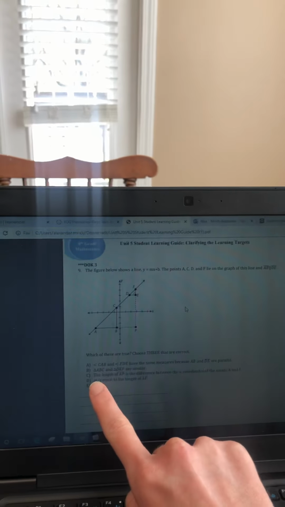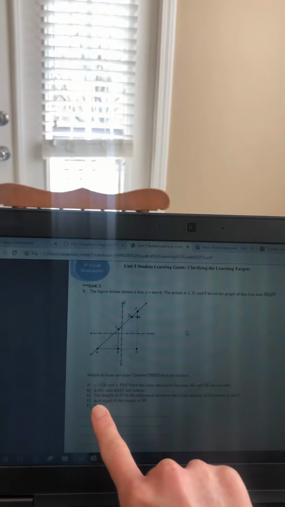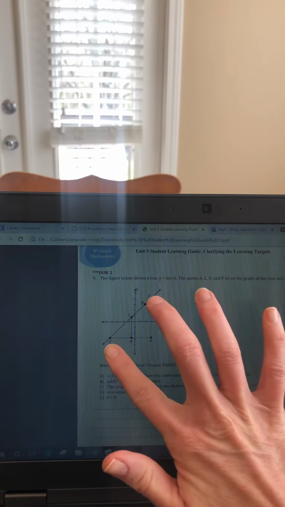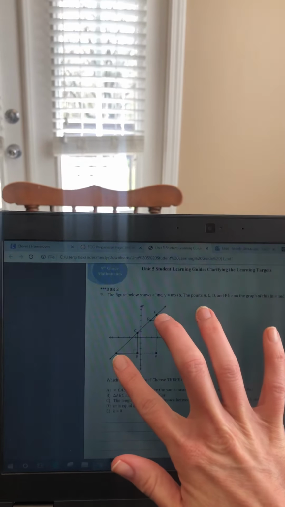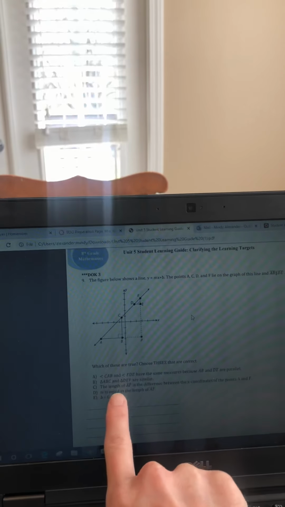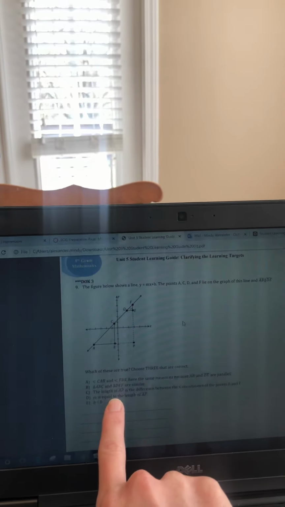And then D says that m is equal to the length of AF. We know m is associated with slope. So is the slope the length of A to F? So that length right there, is that the slope? No, your slope is your change in y over change in x. That's not the length of that. So D is false, it is not true.